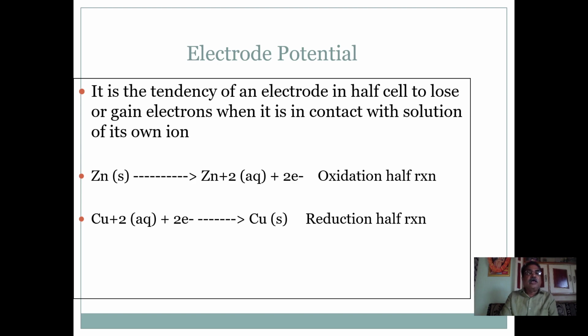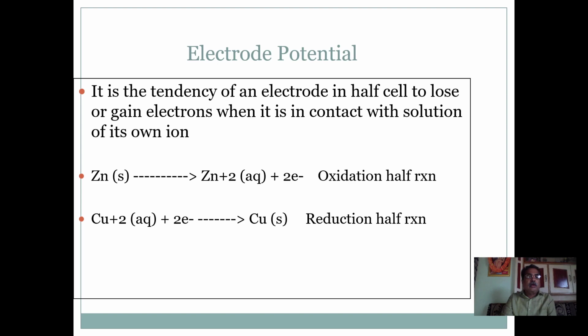Electrode potential is the tendency of an electrode in a half cell to lose or gain electrons when it is in contact with a solution of its own ion. For example, a zinc metal rod dipped into zinc sulfate solution. Then the zinc atom undergoes oxidation, producing Zn2+ ion. That is, the zinc atom has a tendency to undergo oxidation.